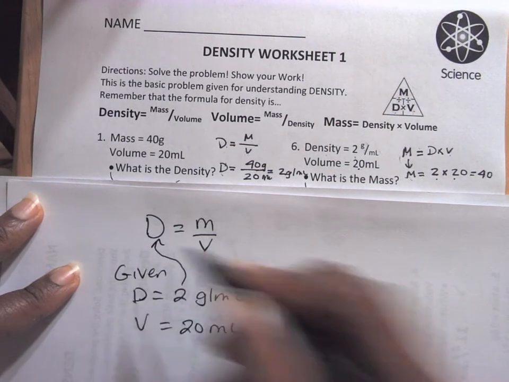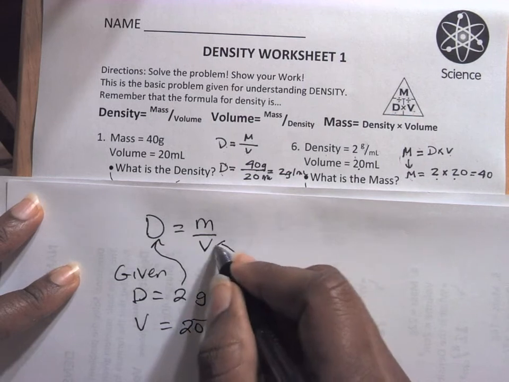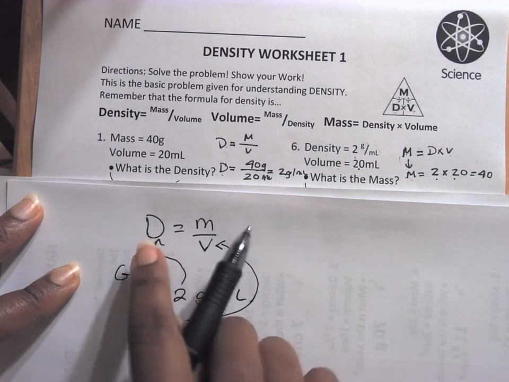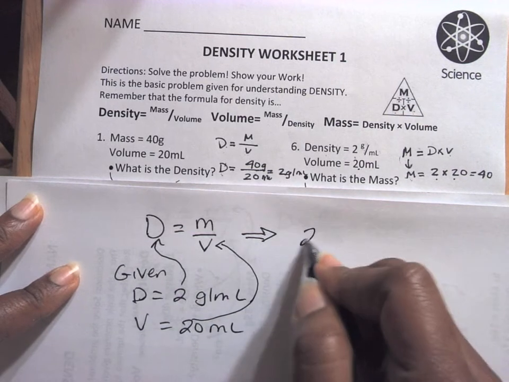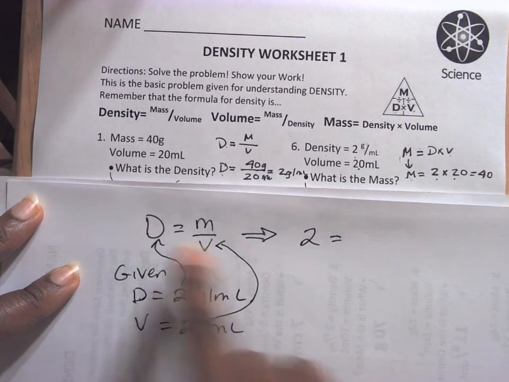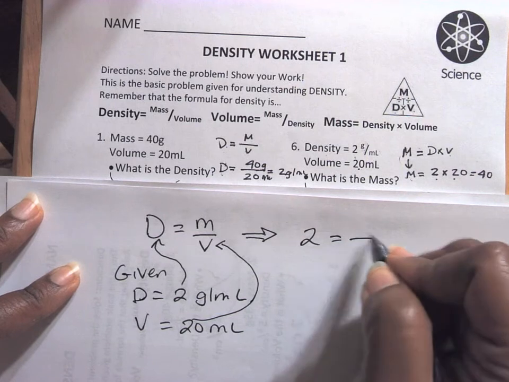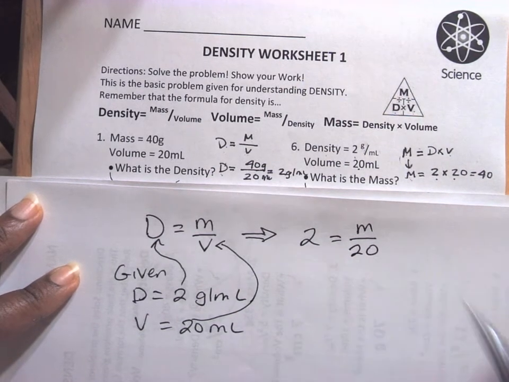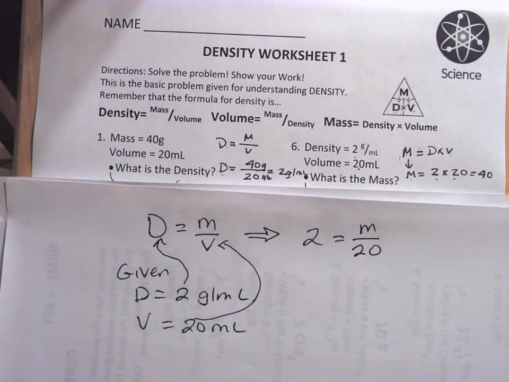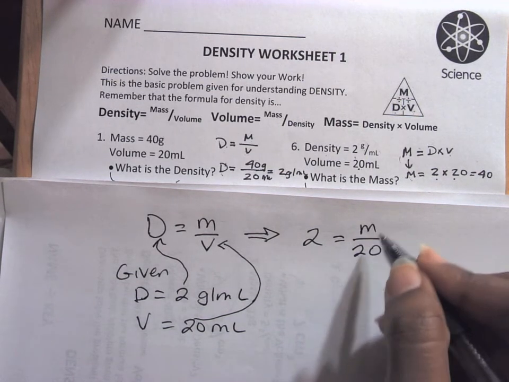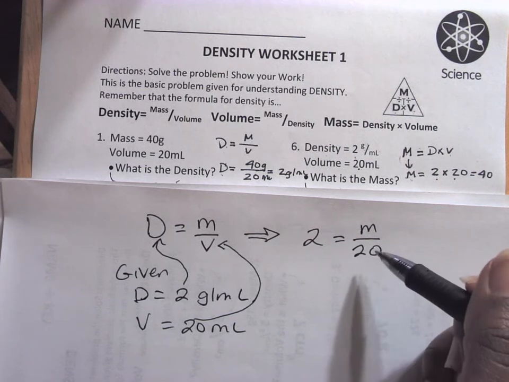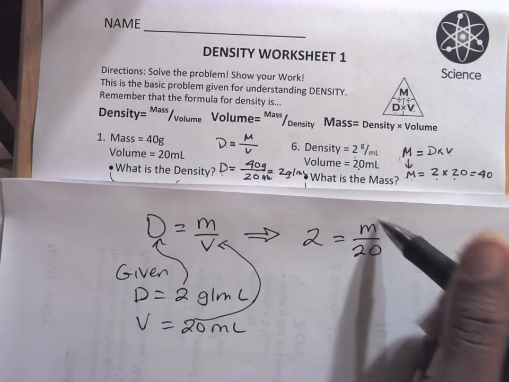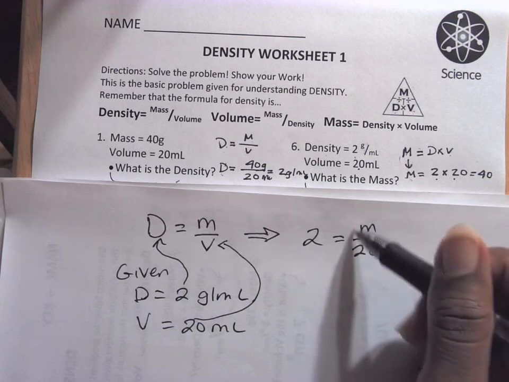So in this case, once again, I'm going to plug it into where I see it. So density, I plug that in here. Volume, I plug that in there. Okay. Now when I plug that in, I get 2, so plugged in the 2 for the density, is equal to m over 20. Okay. Now here's where the algebra comes in. When you are trying to solve an equation in algebra, remember you're going to use inverse or opposite operations to isolate your unknown variable. So I want to get the m by itself.